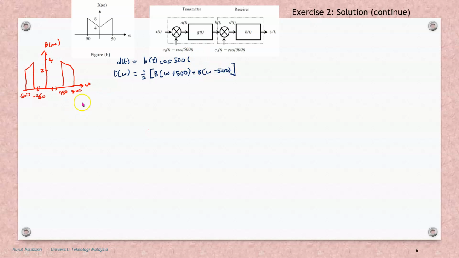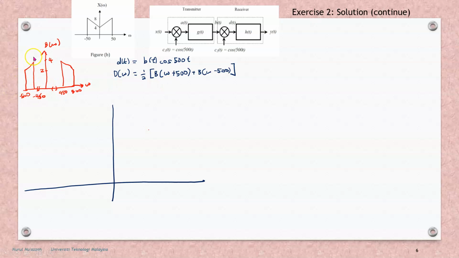So again, when we see here, D omega is the amplitude for D omega is actually half from B omega. So the amplitude here will be divided into half. So 4 will become 2 and 2 will become 1. So now you can draw D omega, and also each of these components in B omega will be shifted to 500 and negative 500, and this part also will be shifted to 500 and also negative 500. So there will be 4 components.